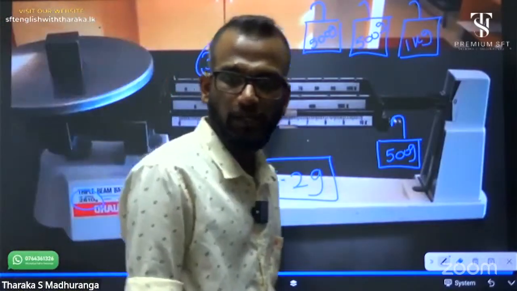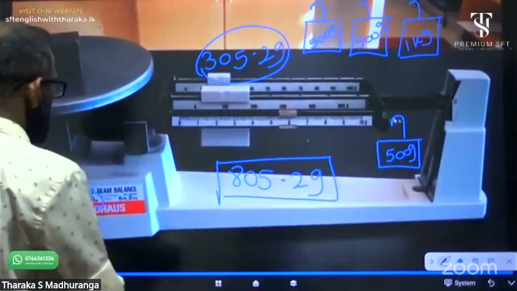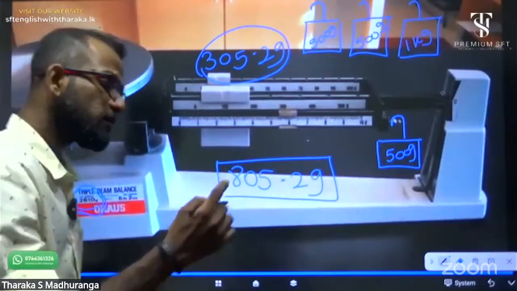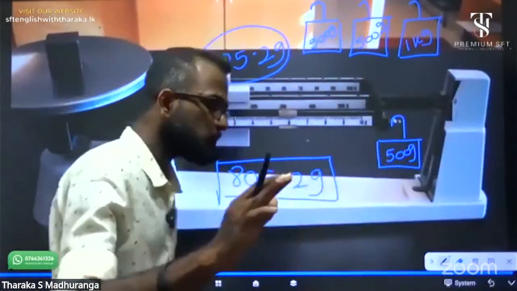This is a maximum reading. 2610 gram is a maximum reading. What is the least count? 0.1 gram. Okay, that's the full story.